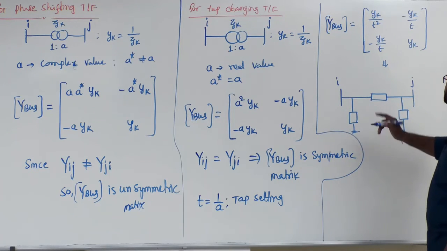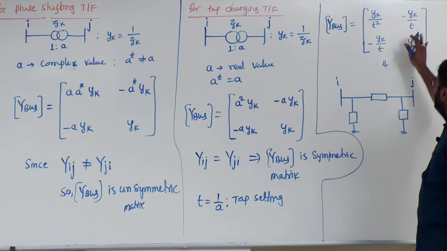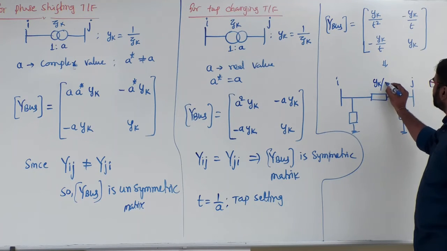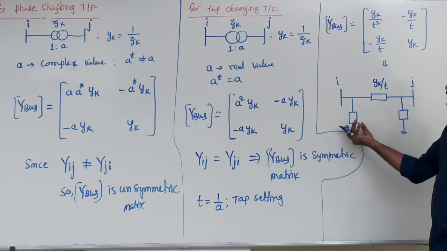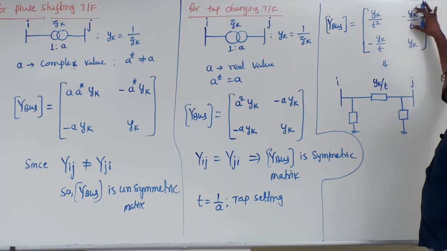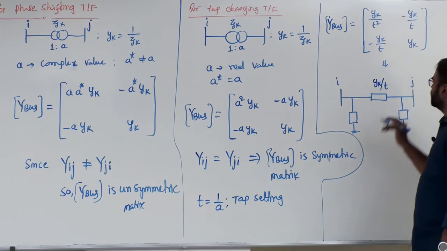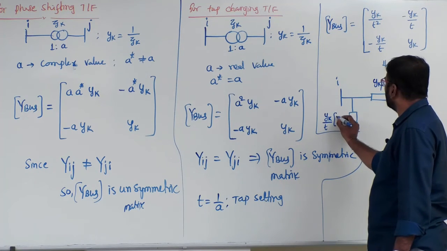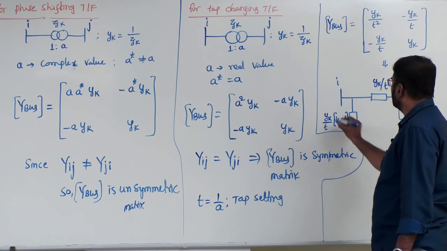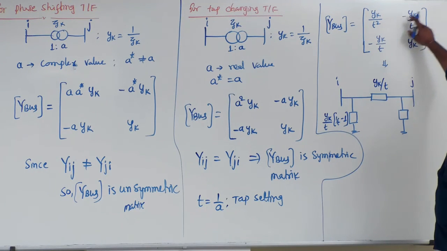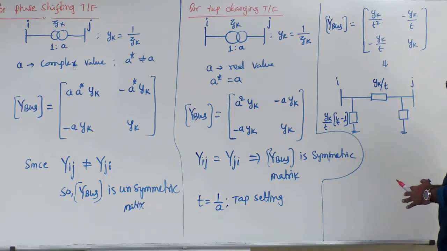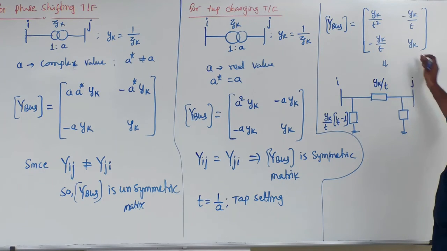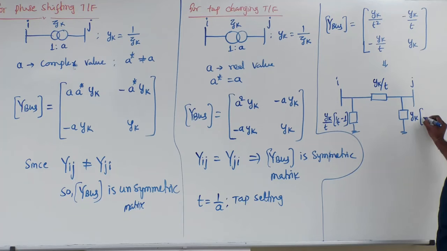Now let's see what I get here. This is minus Yk by T, so the series branch is Yk by T. Now what about the shunt admittance? You need to add these two. Taking Yk by T common, I get 1 by T minus 1: Yk by T square minus Yk by T equals Yk by T times (1 by T minus 1). Now what about the other side? If I take Yk common, I get Yk times (1 minus 1 by T).